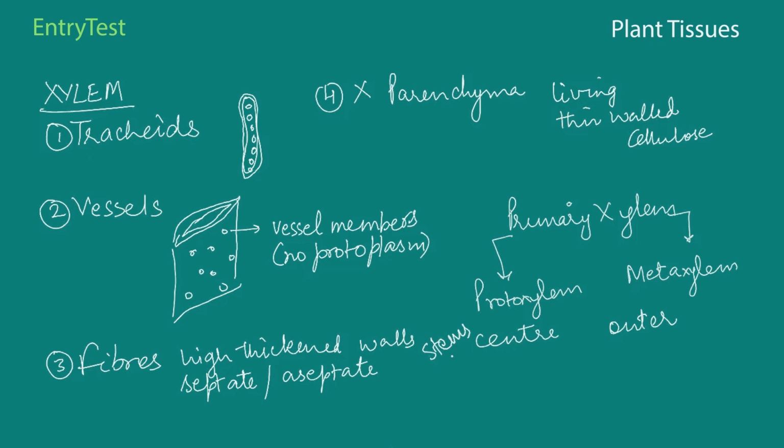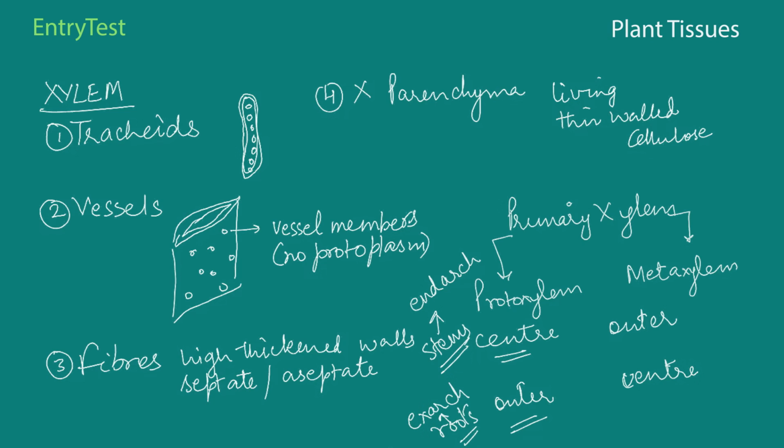And this kind is also known as endarch. That means the older one, the one that was formed earlier, is towards the center. On the other hand, if the protoxylem is on the outer side and the metaxylem is towards the center, that condition is present in roots and that is known to be exarch. So that is all you need to know about the xylem to be more clear of the basics.